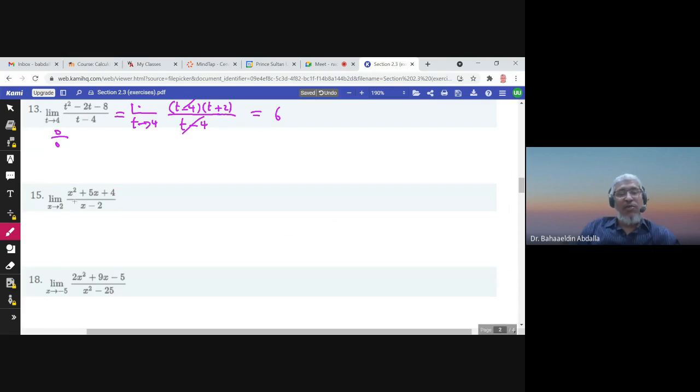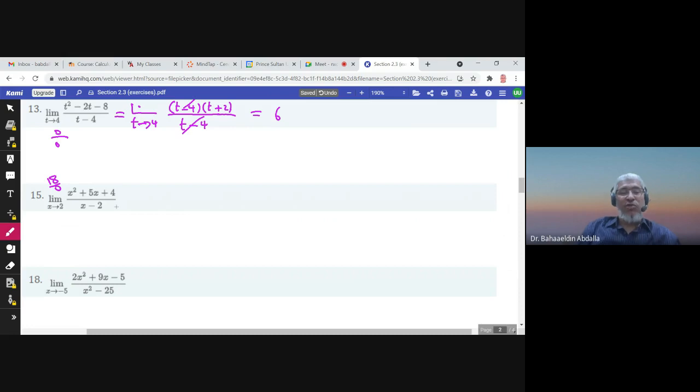Here, if you replace x by 2, you will get 4 plus 10 plus 4, that's 18, over 2 minus 2, which is 0. So you get 18 over 0. Well, 18 over 0 is not like 0 over 0. 0 over 0, you can work with it and get a limit. But 18 over 0, that's it. The answer is a number over 0. So it's either infinity or negative infinity.